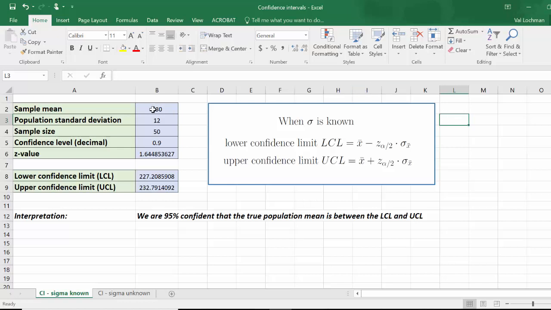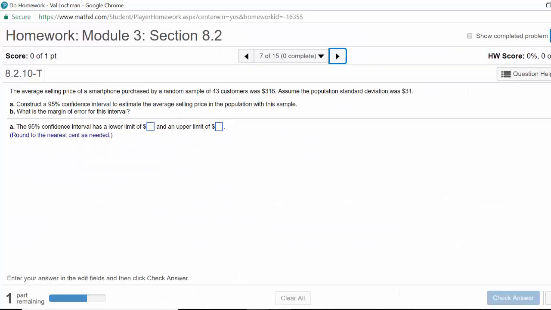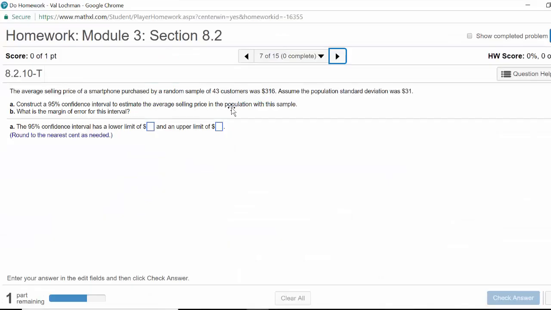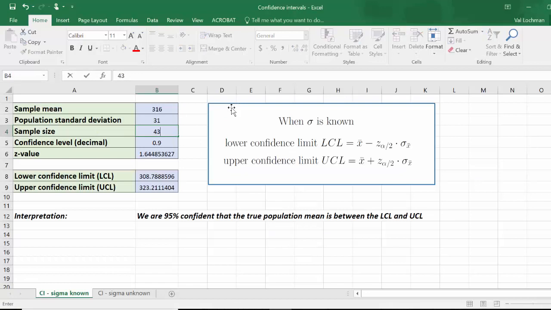Okay, over here, I've already created some commands that will let you do these computations very quickly. And all you need to do is just plug in numbers in these blue shaded cells. So let's go back to our problem and see what we have. The sample mean was $316 with a population standard deviation 31, right? So 316, 31, and the sample size is 43, which is great, because we want this number to be bigger than 30, so we can apply the central limit theorem.